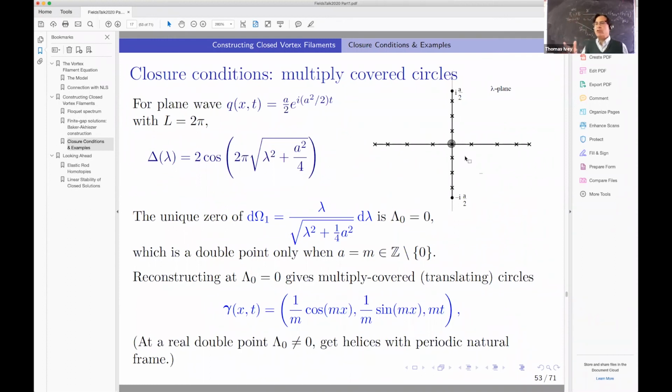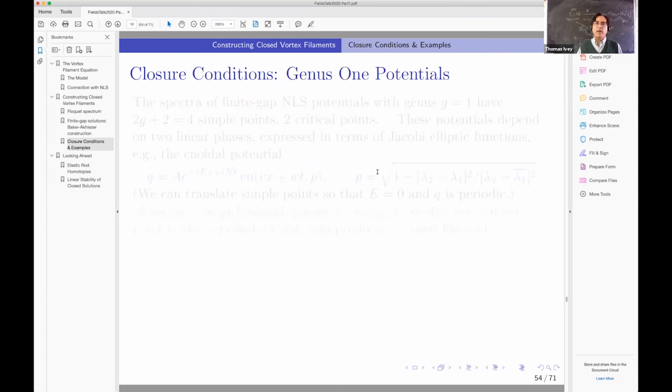But these multiply covered circles will be important for what Annalisa talks about later, because they're our starting point. Remember my picture with the bending of the spectrum that I just re-showed you, which showed how I desingularized a double covered circle to get a trefoil knot. That can be done in a more systematic way, in a way that Annalisa will describe. Now, a really interesting family of examples are the genus 1 potentials, where the Riemann surface you use to make the Baker-Akhiezer construction of an NLS solution is genus 1.